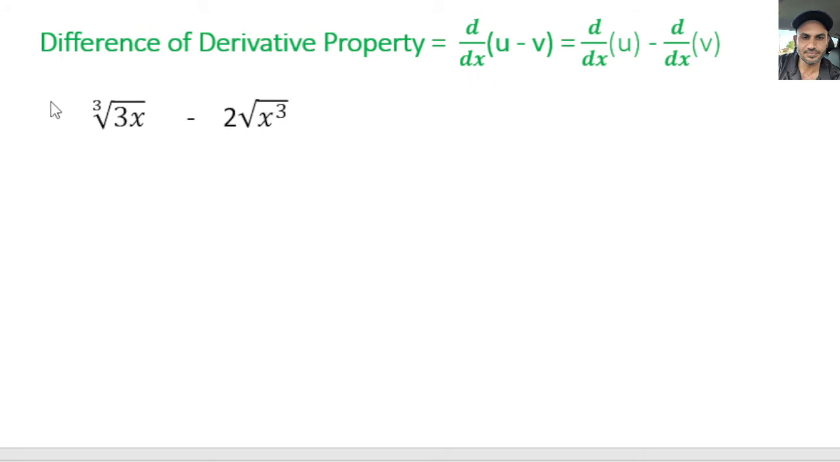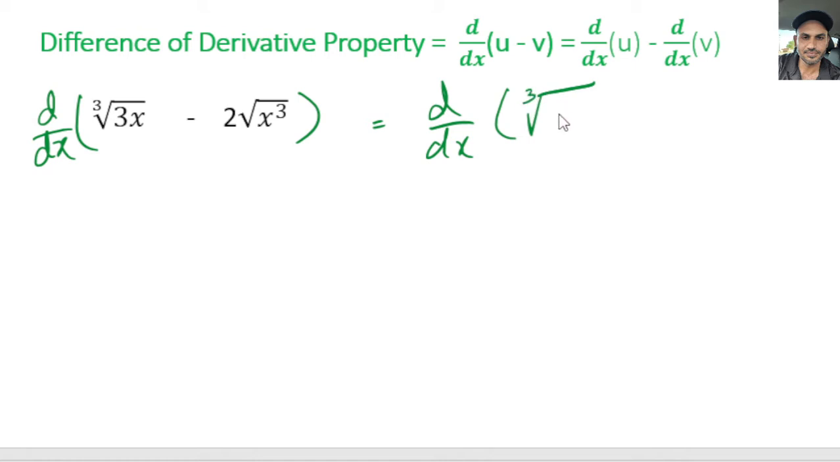Let's go ahead and take the derivative, write down the derivative notation of this expression. This is going to be equal to the derivative of the cube root of 3x minus the derivative of 2 square root of x cubed. Okay, so I wrote these terms independently by taking the derivative of each term like this here.